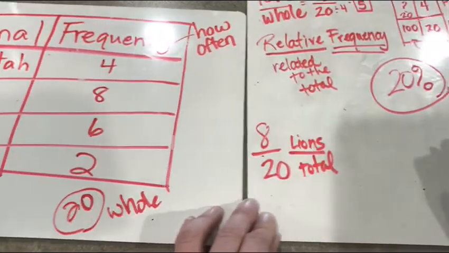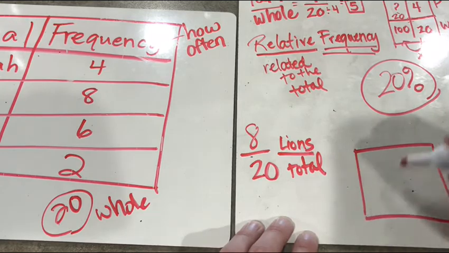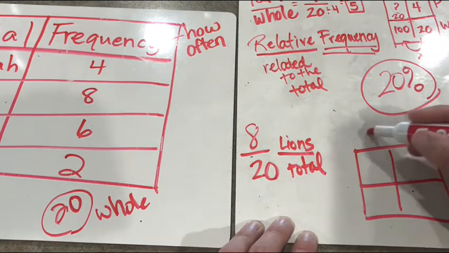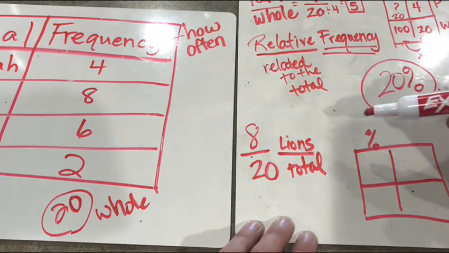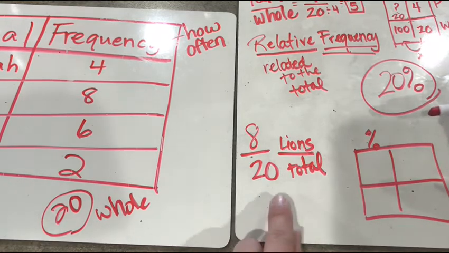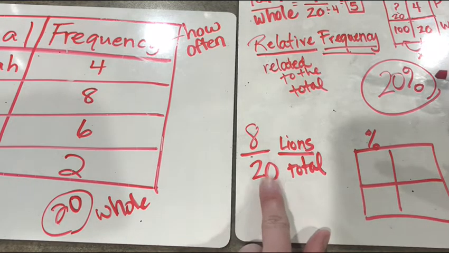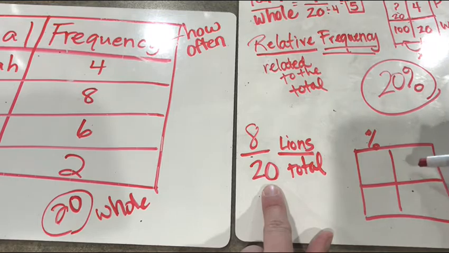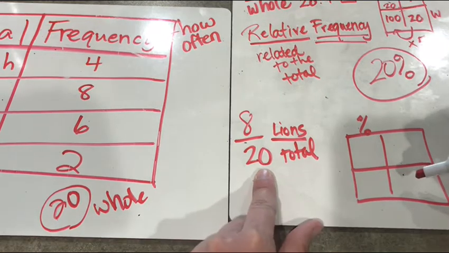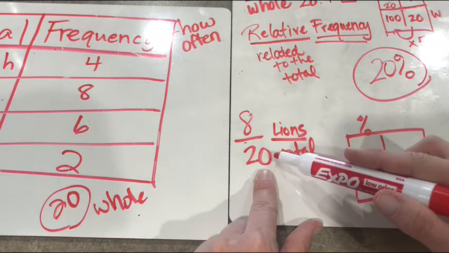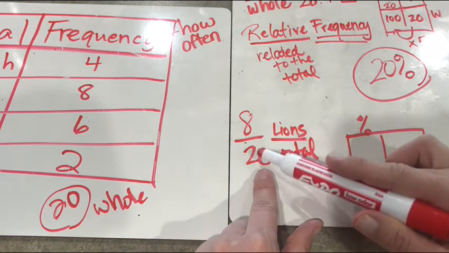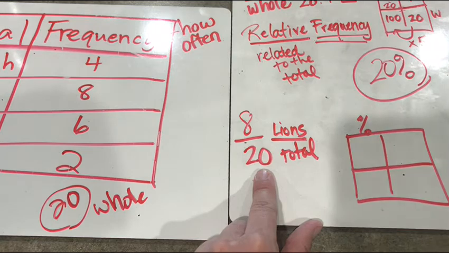Now remember, when you take your fraction, let's find out the relative frequency of lions that are in the reserve. So we've written our fraction, 8 out of 20. Now we could simplify it and put that fraction in your percent box as well. It doesn't matter, you're going to get the same answer, because when you simplify a fraction, it's still equivalent or equal to the fraction you started with.